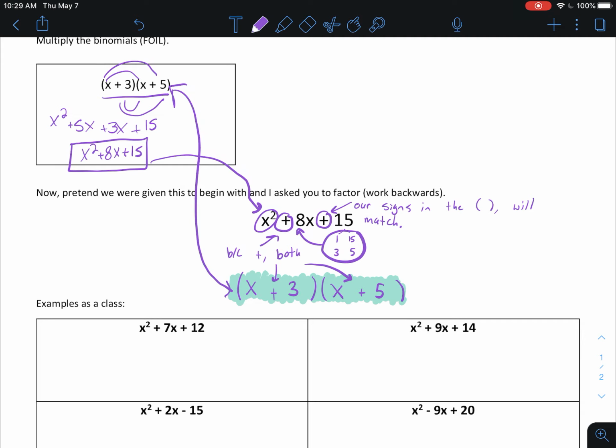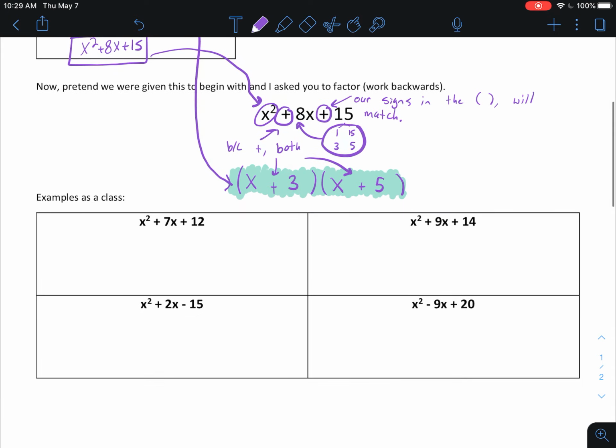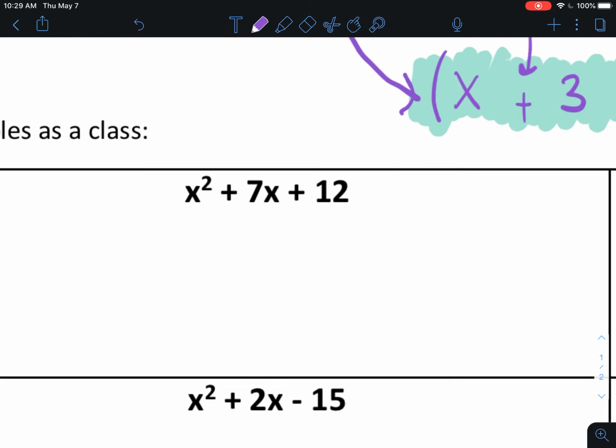For some of you, factoring will come very easily and you'll be able to do these very quickly, but for others, these are like really difficult puzzle problems. So the goal is to just keep practicing. So let's go through a couple more examples.